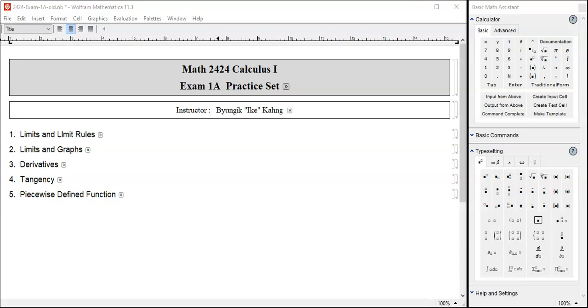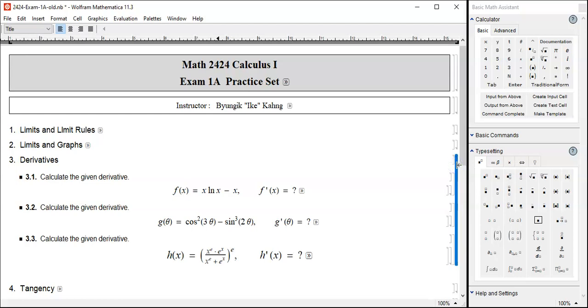Welcome back, students. Let's go to the next set, derivatives. Here you have to do some derivative computation. Looks like you'll have to use the product rule for this part, and then another derivative computation here and subtract. Okay, let's go ahead and do that.